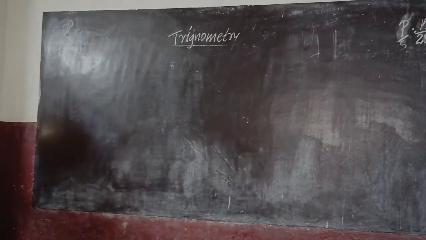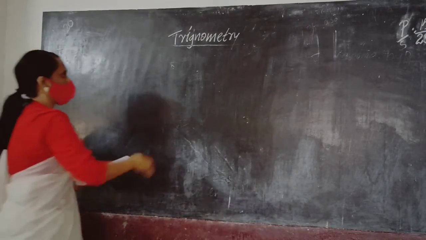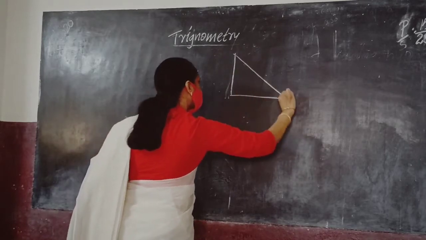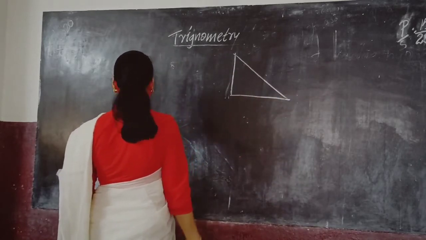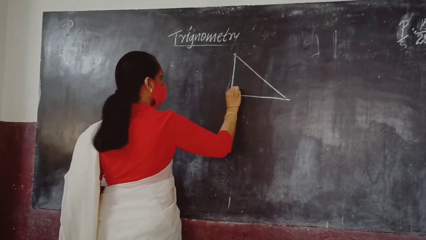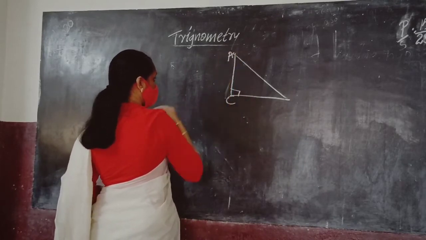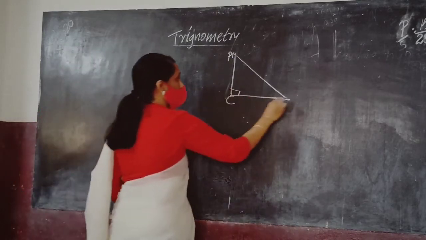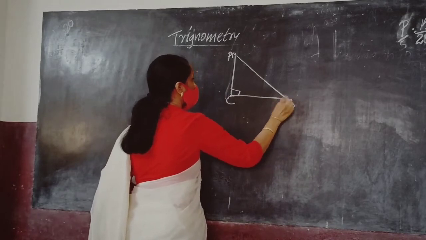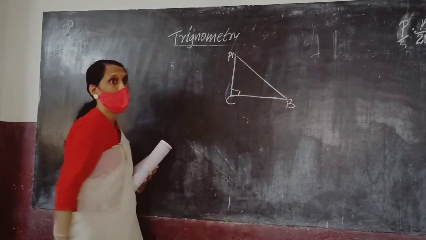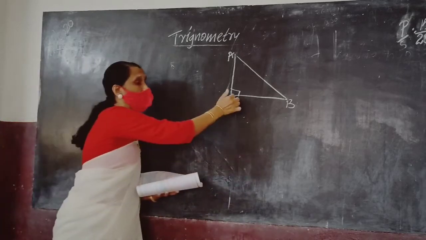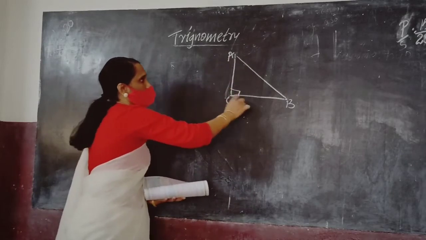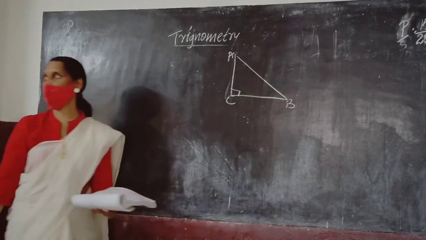Okay, see. In a right angle triangle ABC, right angle at C. So this place must be C. So actually the triangle name is not ABC. Actually we should call it as ACB, or otherwise we can call it as BCA, because when we are naming a triangle, that angle at which it is 90 degrees should be in the middle.